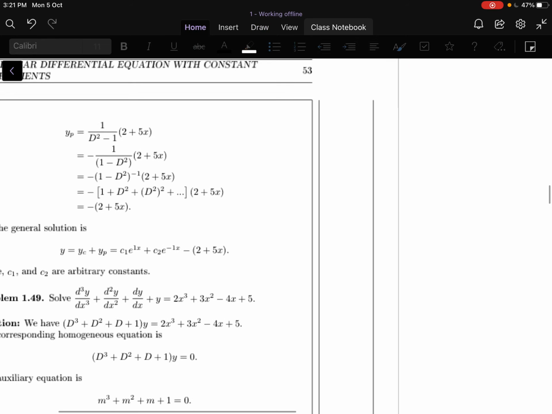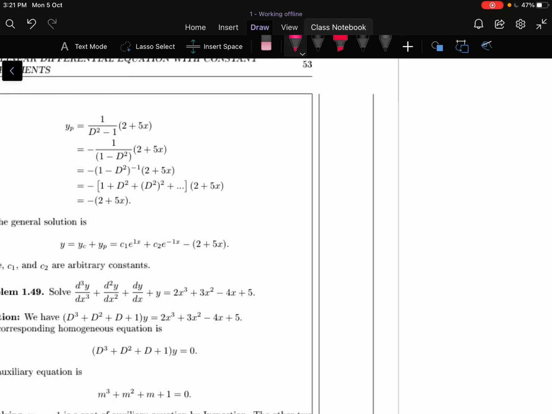Now let us move to the particular integral when r of x is equal to 2 plus 5x. It is a polynomial of degree 1. So let us write yp. yp is equal to 1 by (D square minus 1) into 2 plus 5x. This can be written as always 1 plus a polynomial in D. We take minus 1 outside, so it is minus 1 by (1 minus D square) into 2 plus 5x. This is a polynomial in D, so that goes to the numerator. This becomes (1 minus D square) whole power minus 1.